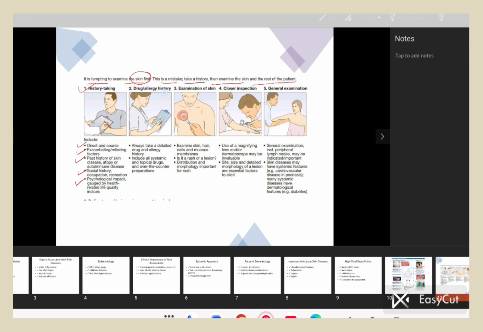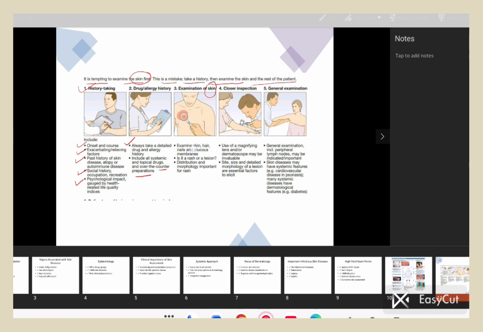Then we have to check the drug or allergy history, like whether the patient always takes some drug or there is some allergy history. We have to check for all systemic and topical drugs and OTC preparations. Then we have to examine the skin.